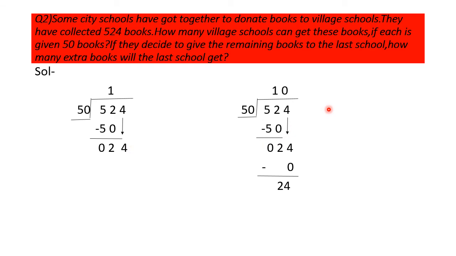And children, one thing is very clear: we need to read the information very precisely, what is being told and what we have to find out. And if some remainder is also left, then you need to check the information, whether the remainder or the quotient is important for me to find the answer given in the question.